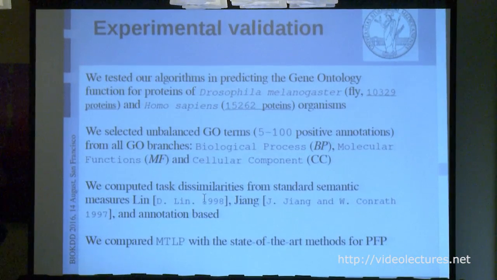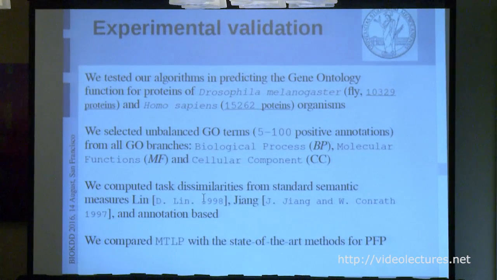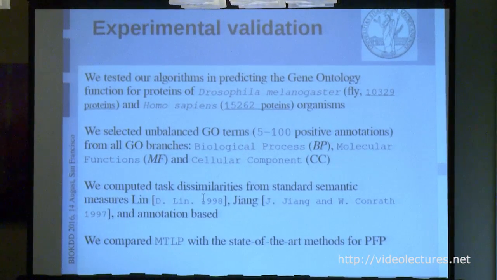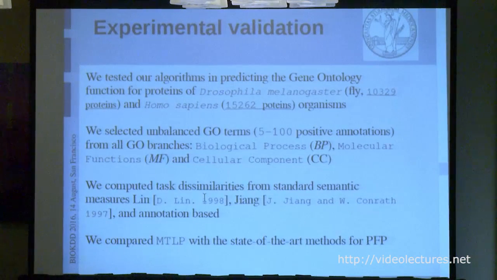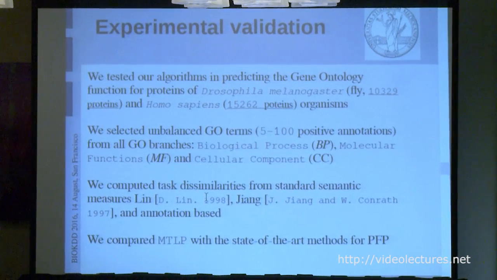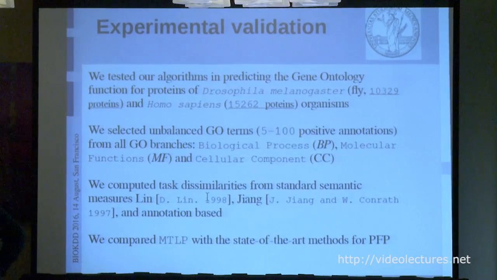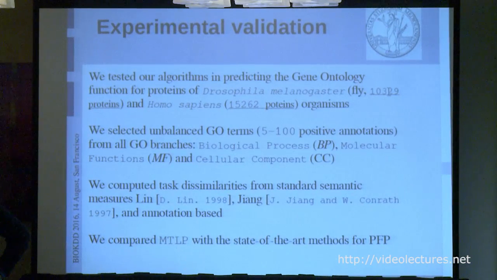So in order to test these kinds of properties, we found a problem which is characterized by very unbalanced labelings. We consider the problem of predicting protein functions in some model organisms. Here I report the Drosophila melanogaster and the Homo sapiens proteins. In parentheses you can see the number of proteins we consider.